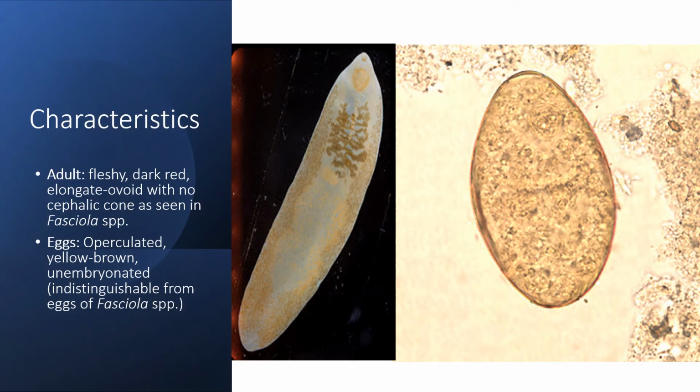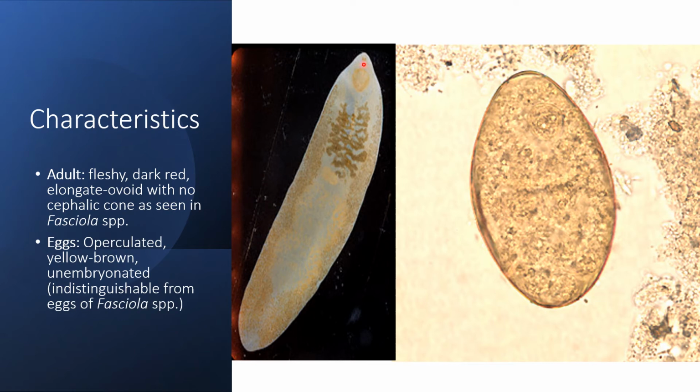Now let's talk about the morphologic characteristics of F. buski. To start with, the adult worm is fleshy, dark red, and elongate ovoid, with no cephalic cone as seen in Fasciola species. It closely resembles the Fasciola trematode. However, it has no cephalic cone.